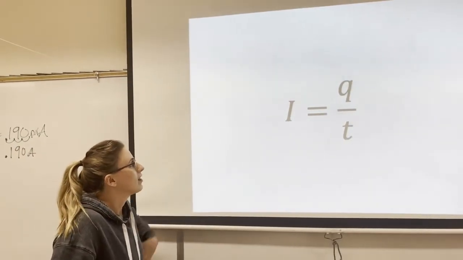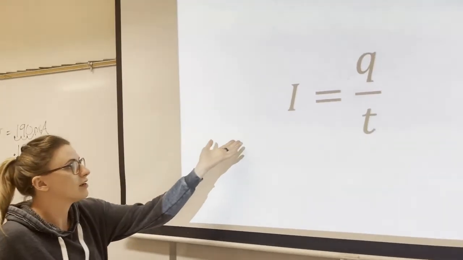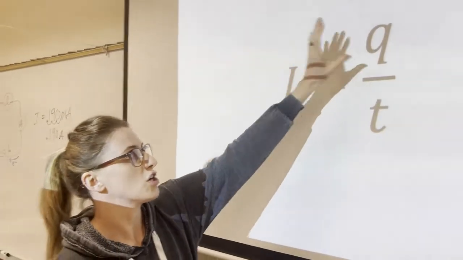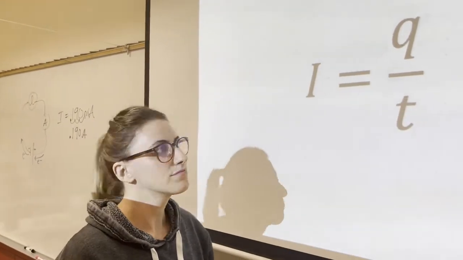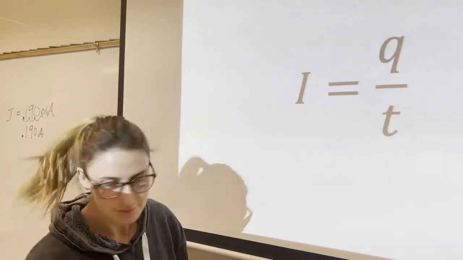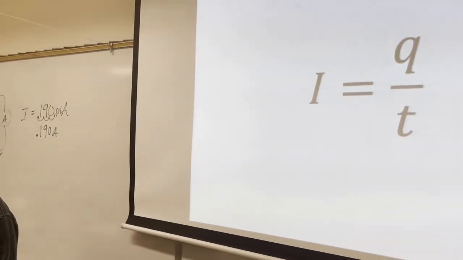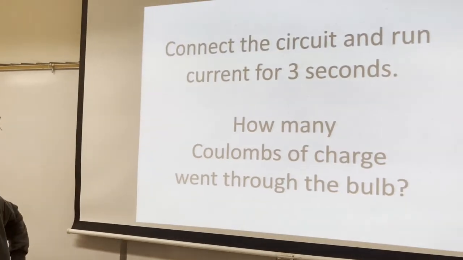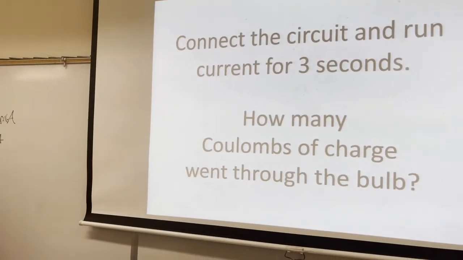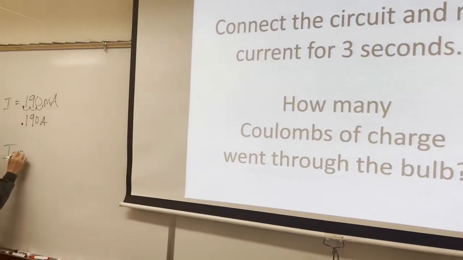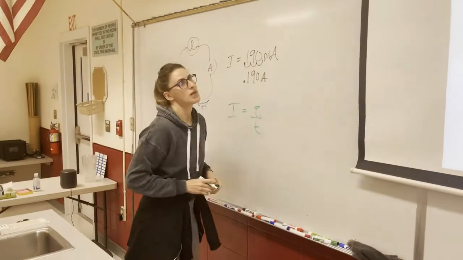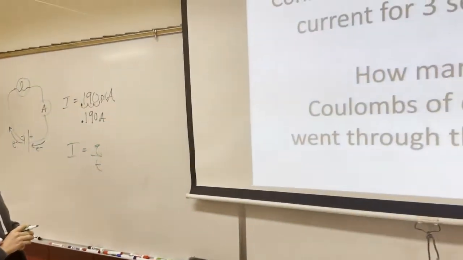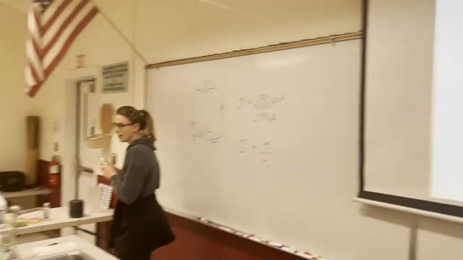Okay, just a reminder. Our current is going to be the charge divided by the time. That's the definition of electrical current. It's how much charge per second is flowing. Let me go ahead and write that on the board. So we said current is charge over time. Connect the circuit and run the current for 3 seconds.